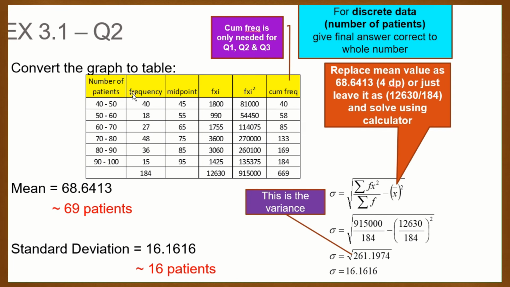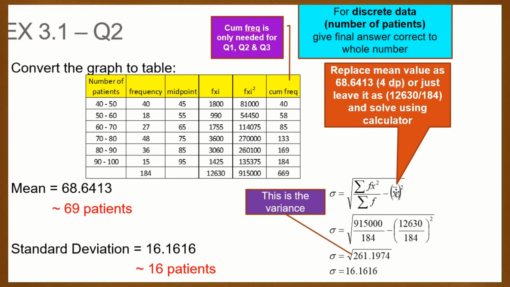And what I want you to do is always write the total here. Total of fx, total of fx squared. Why do I ask you to do this? Because when you want to put in the formula, just put it in. Sigma fx squared, 915,000 over total frequency 184 minus.